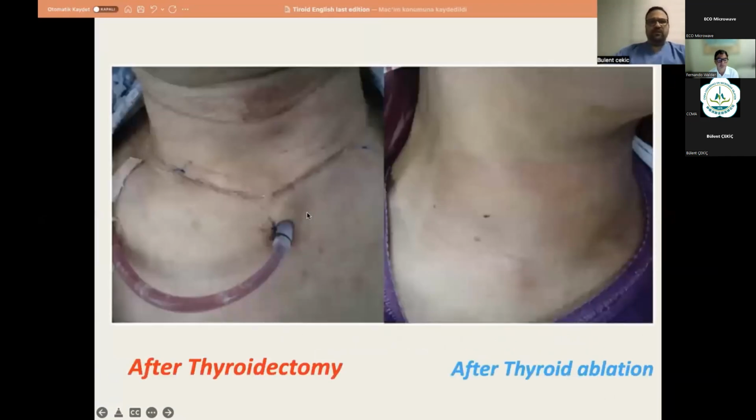There are two cases. The first is after thyroidectomy. The second is after thyroid ablation. This is a very minimally invasive procedure.